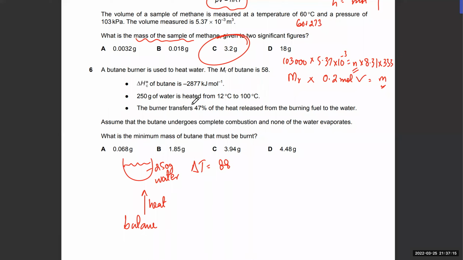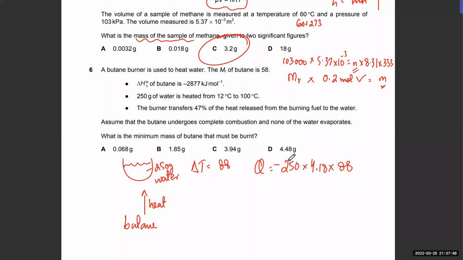So the first thing is mc delta T. You can figure out the energy that is absorbed by water, the heat that goes into water, that's mc delta T. So it's 250 grams of water. The specific heat capacity of water is given in the data booklet, that's 4.18. And delta T is 88. And remember, it's an exothermic reaction. When the temperature rises, it's exothermic. Put a minus sign over there. So what do we get for this?